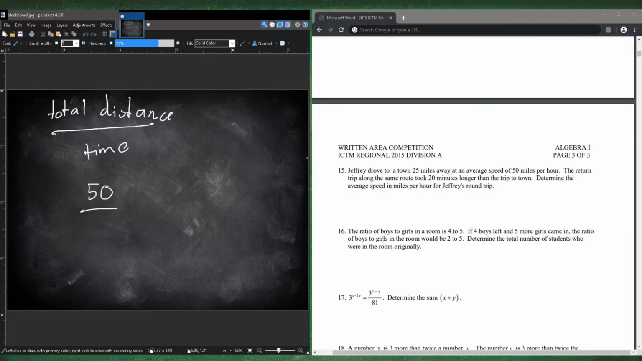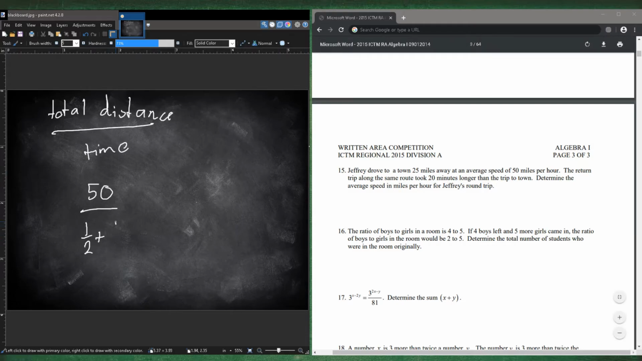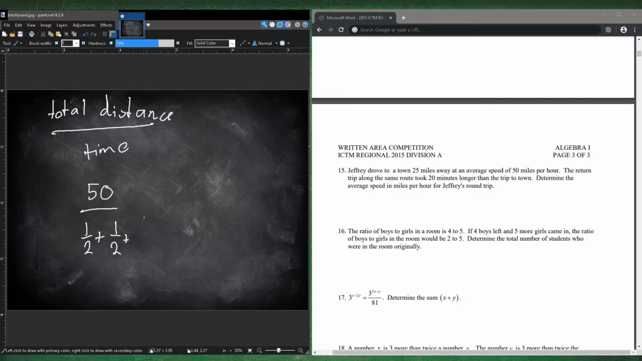So what's the time? So the first time when he drove to there, he went 50 miles per hour, and it's 25 miles. So he only had to drive half an hour, right? And then the return trip took 20 minutes longer. So it's that half hour plus an additional 20 minutes. 20 minutes is 1/3 of an hour. Okay, so our average speed is 50 over 1/2 plus 1/2 is 1. 1 plus 1/3 is 4 over 3.